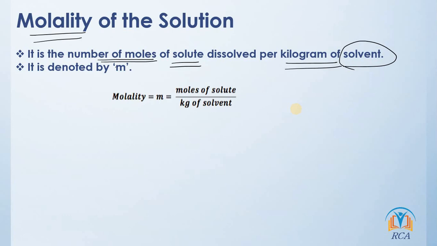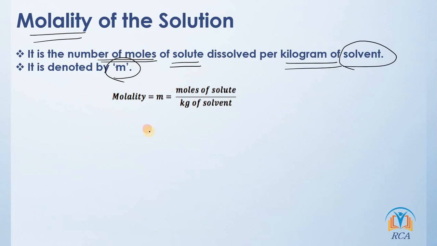Molarity deals with the volume of solution, the entire solution, that means solute plus solvent, whereas molality deals with only the weight of the solvent. It does not deal with the weight of the solute. Make sure that you remember this particular part. Then it is also represented by lowercase m. Molarity was represented by capital M, uppercase M, but molality is represented by lowercase m.